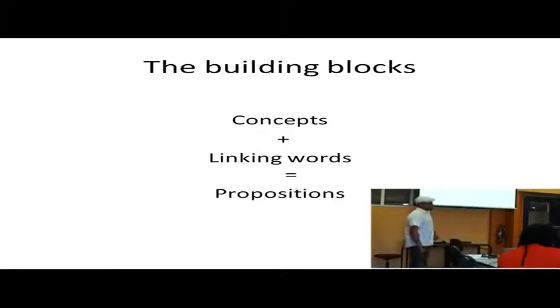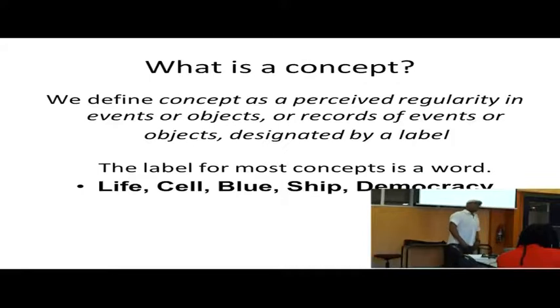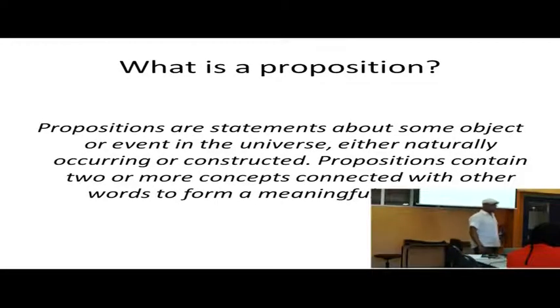So these are the building blocks of concept maps. A map consists of concepts with linking words, and together they form propositions. If we look at some very simple examples, like life, soul, blue, ship, democracy, those are all terms that have a lot of other concepts embedded in them. So there is a main concept, and within that concept are embedded some sub-concepts. Just to reiterate, propositions are statements about some object or event in the universe, either naturally occurring or constructed, and propositions contain two or more concepts connected with other words to form a meaningful statement.